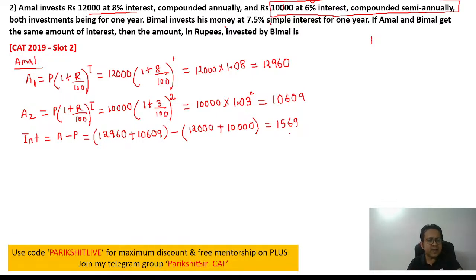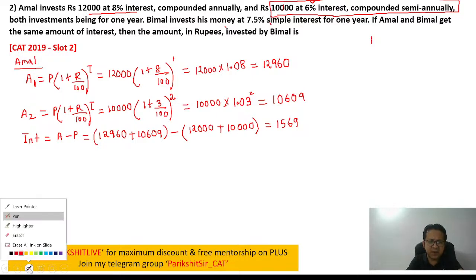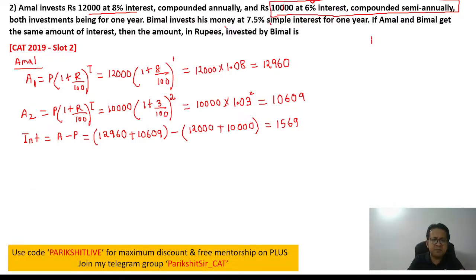Perfect. Next, we talk about the second human being. How much is the second human being getting? They say Bimal invests his money at 7.5% SI for 1 year, and Aman and Bimal get the same amount of interest. There is a connection between Aman and Bimal. So what is Bimal? Bimal is investing money for an SI, and he is getting, how much is SI?